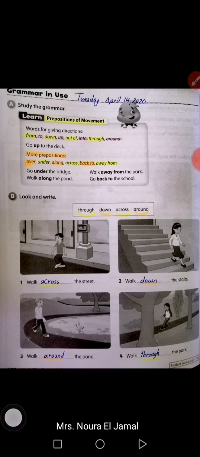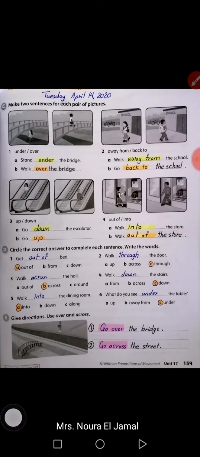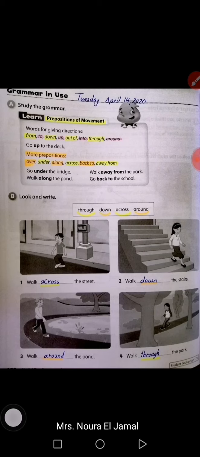Open page 72, page 158. Here, prepositions of movement. Words for giving directions. From, to, down, up, out of, into, through, around. Go up to the deck. More prepositions: over, under, along, across, back to, away from. Go under the bridge, walk along the pond, walk away from the park, go back to the school.